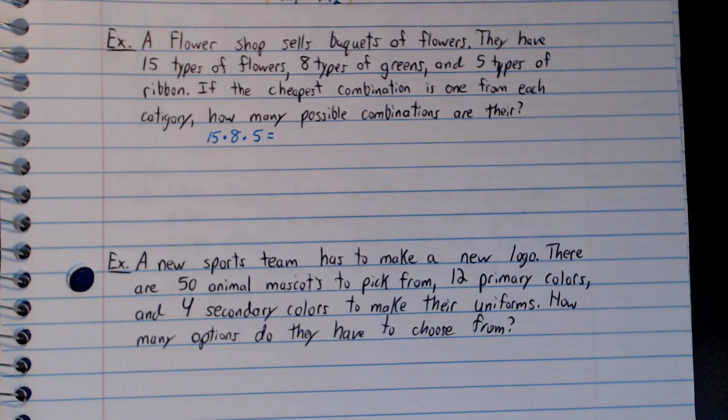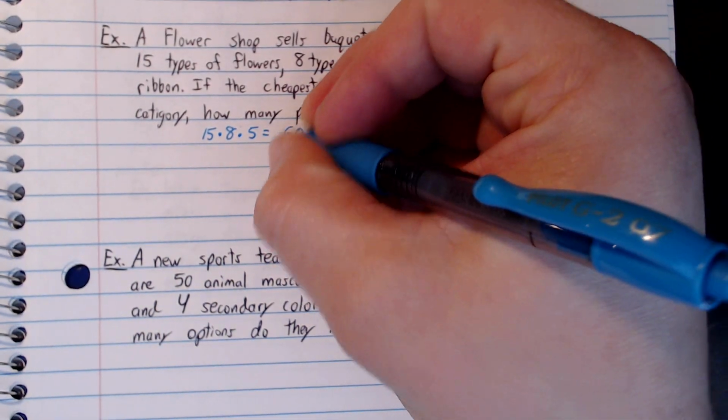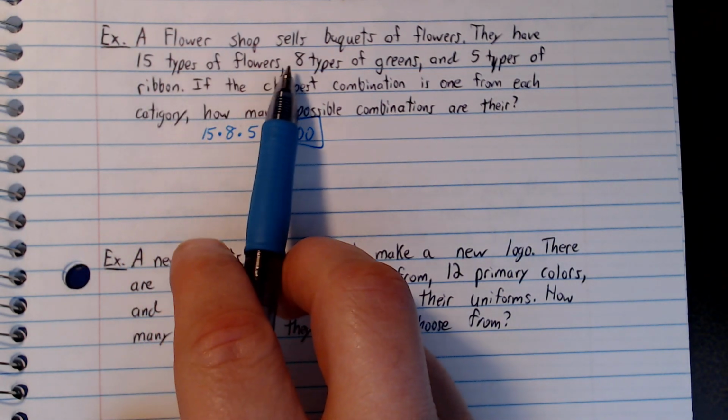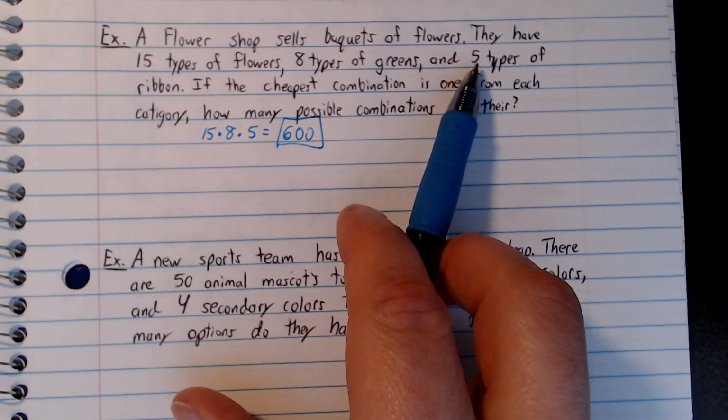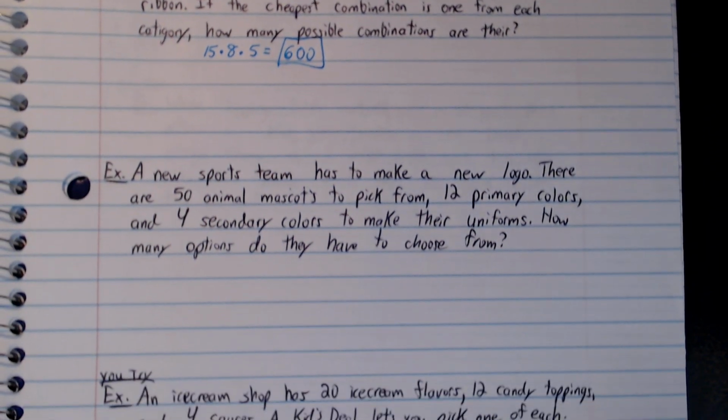All we have to do is multiply those together. 15 times 8 times 5 gives us 600 different options. So maybe you can have a rose with light greens and blue ribbon. I don't know. Who knows? But there's 600 different possibilities that you could possibly come up with for that combination.